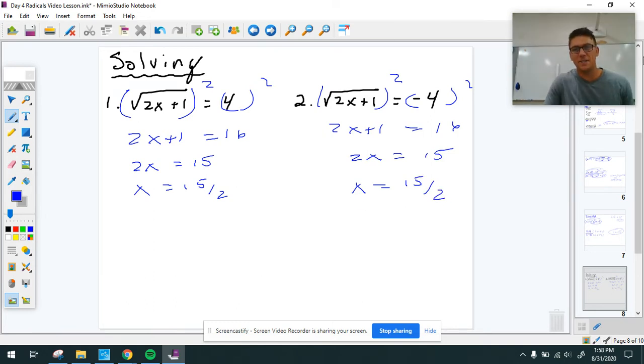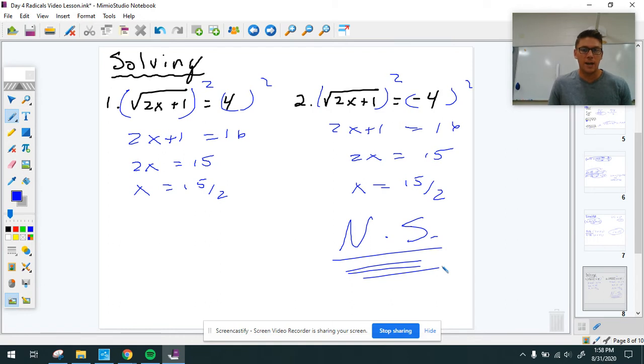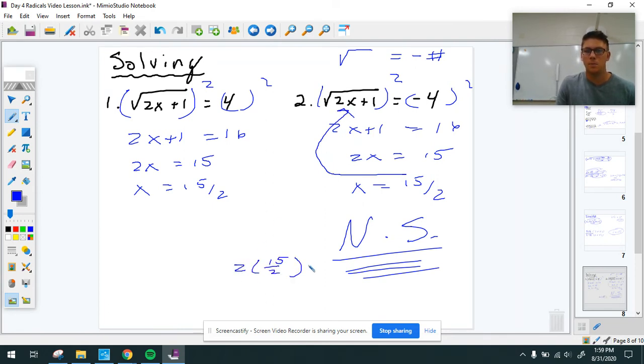Wrong. Okay, here's the issue. This problem right here has no solution. All right, think about this problem. We have a square root equal to a negative number. There is no solution for this one. The way in which you know that is by checking. Literally plug it in and see if it makes it true. Take this 15 halves, plug it in right there. 2 times 15 halves plus 1.